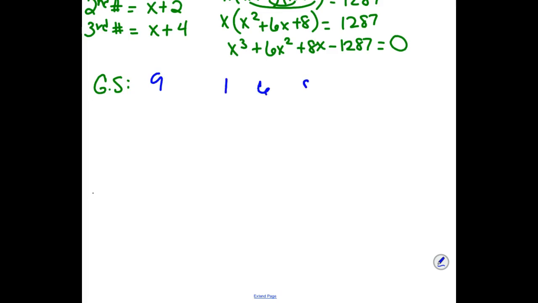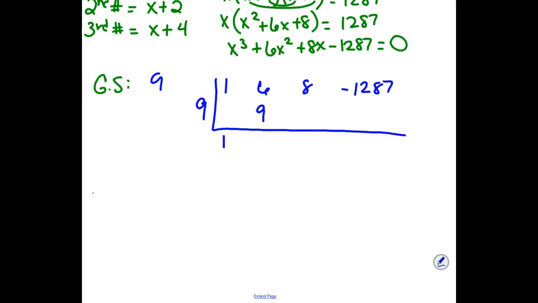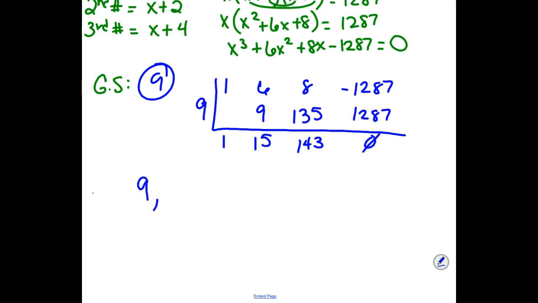1, 6, 8, negative 1287 are my coefficients. We're going to show that 9 should give us a 0 for remainder. Multiplying, adding. Multiplying 9 and 15, we get 135. Adding, we have 143. Multiplying 9 with 143 is 1287. So it did work. That means my first number is a 9. My second number is 2 higher than that, so 11. And my third number is 4 higher than the 9, so 13. And I do have 3 consecutive odd integers.